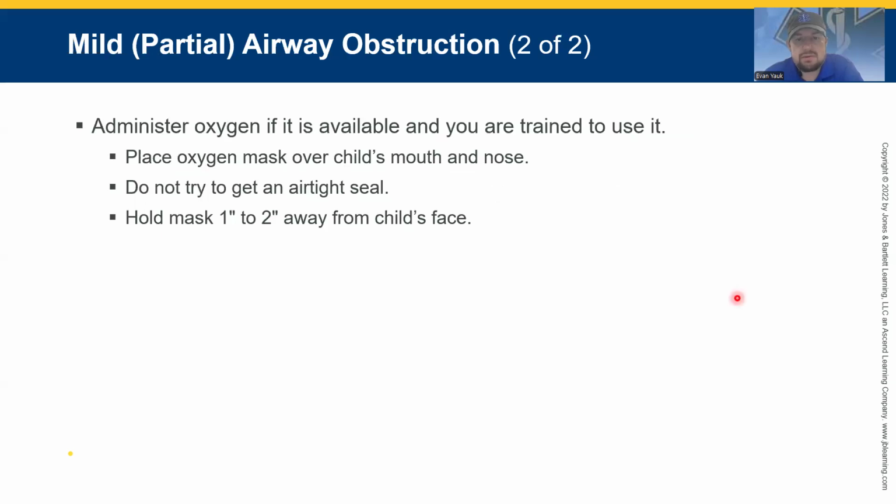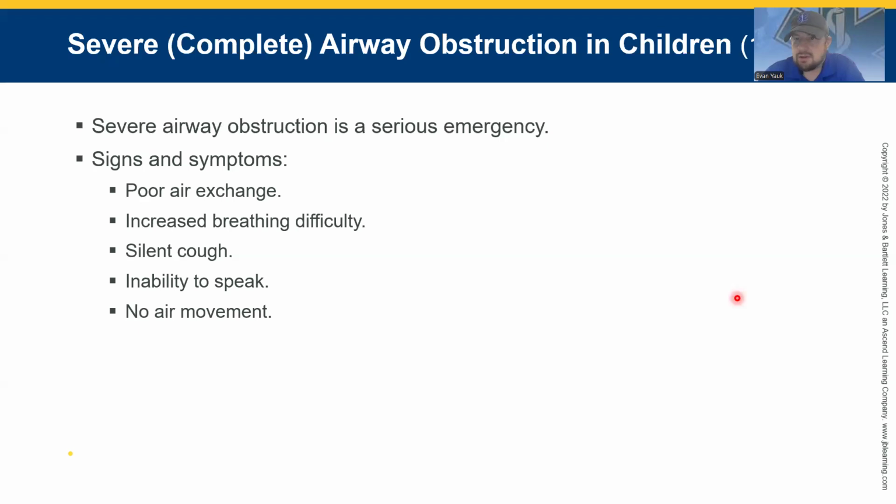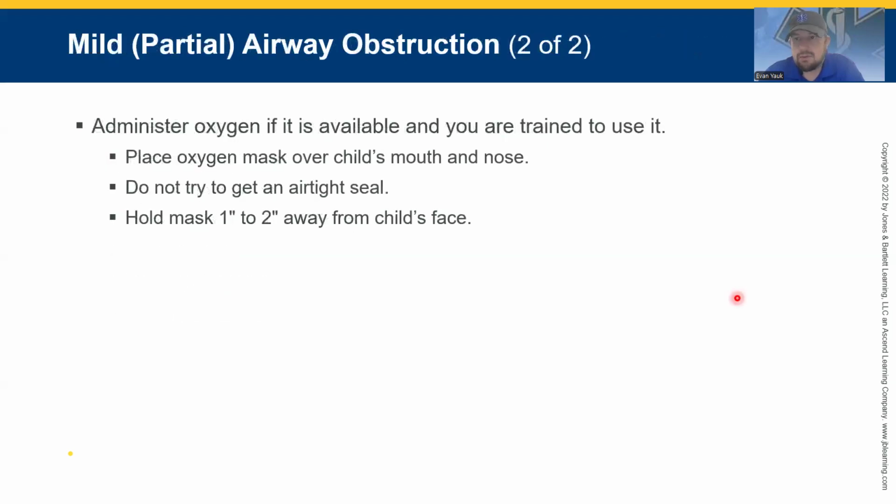Administer oxygen if it is available and you are trained to do so. Place the oxygen mask over the child's mouth and nose. Do not try to get an airtight seal. Hold the mask 1 to 2 inches away from the child's face if they won't accept the mask, and that's called blow by. So we'll try a mask, and if they won't accept it, then we hold it like right here and blow that oxygen by as they breathe. They're getting something more than they were. This is another good example of where mom or dad or a caregiver might come in handy because they can hold that while you continue to do what you need to do.